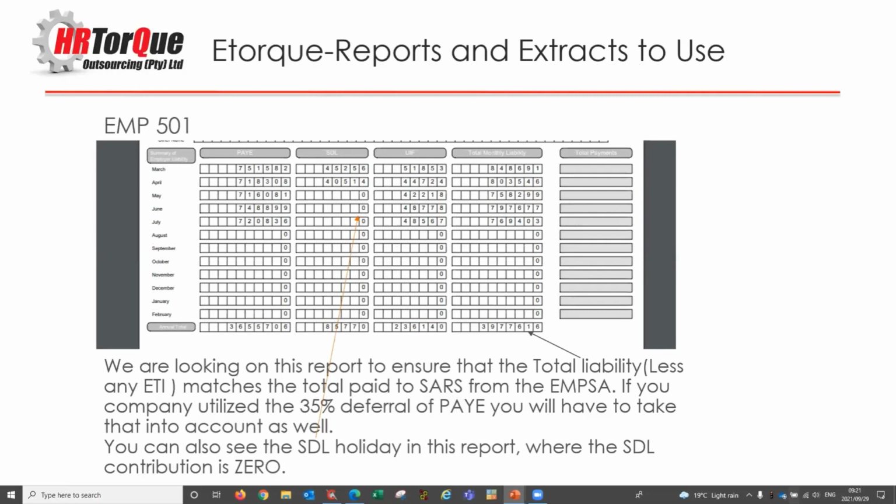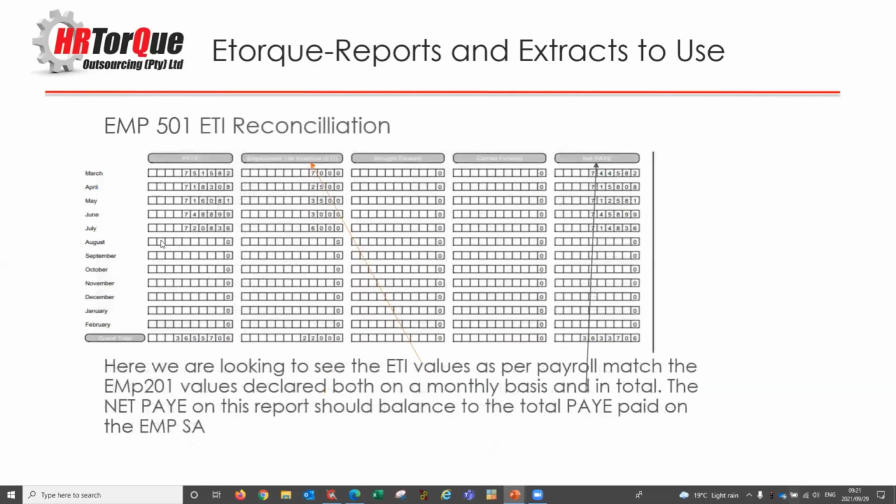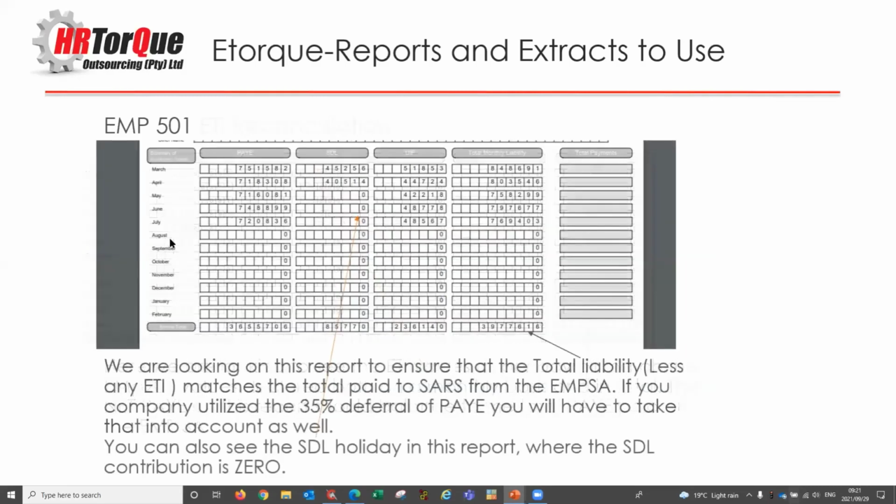It's just something to be aware of when you're doing it, so you don't get a big heart attack and think that you've short paid your PAYE in August if you have utilized that. If there were any SDL holidays or anything out of place, then that would also show up in the 501 reconciliation.